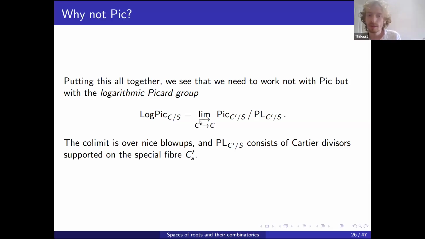So C prime to C is a nice blow-up, and this P_L is the kernel we've just identified. It's O of a Cartier divisor, which is a combination of components of the special fiber.